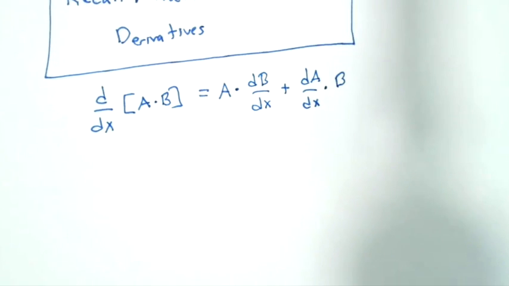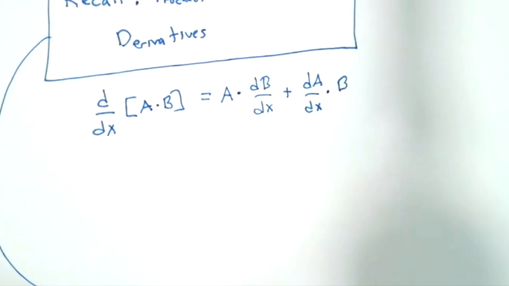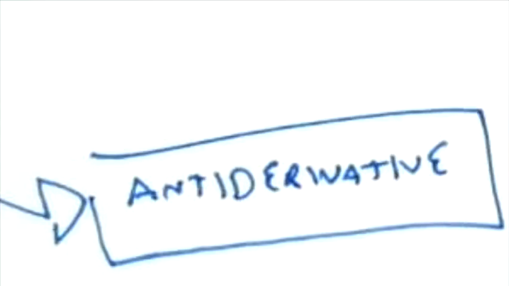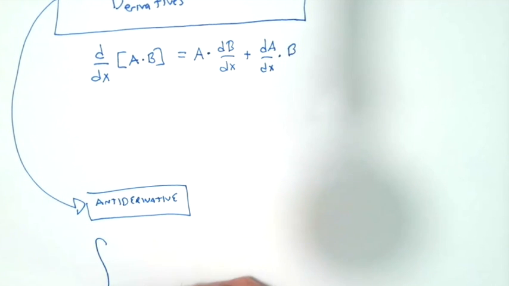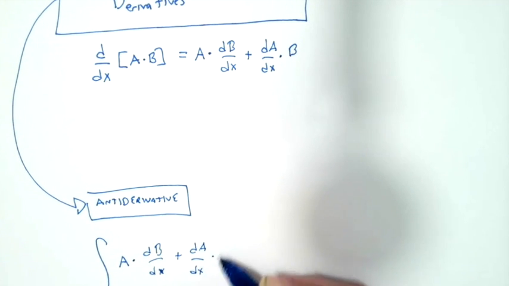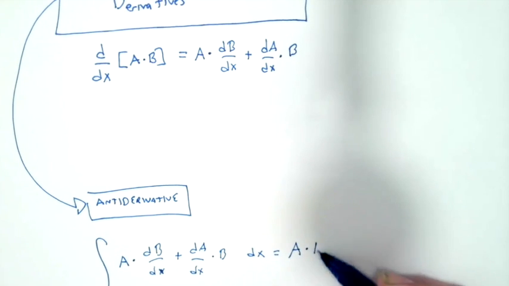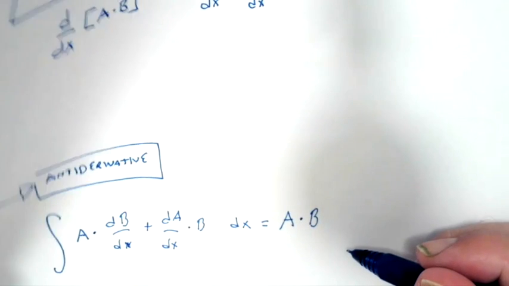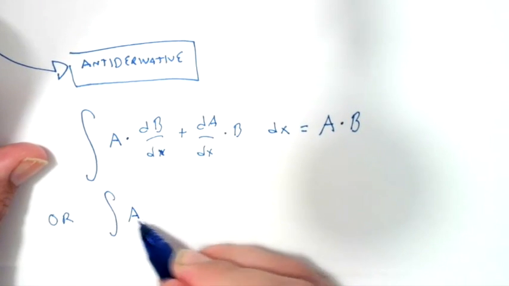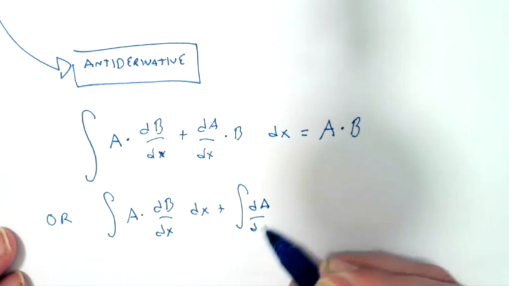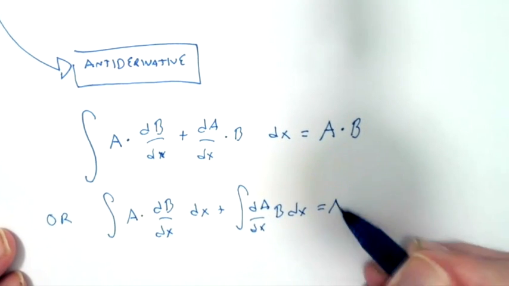Now if we take that and look at what it means in terms of antiderivatives, we can do the flip trick that we always do when we're looking for antiderivatives. There's an antiderivative rule here: the integral of A times dB/dx plus dA/dx times B dx is equal to A times B. We can clean this up and rewrite it as the indefinite integral of A times dB/dx dx plus the indefinite integral of dA/dx B dx is equal to AB.